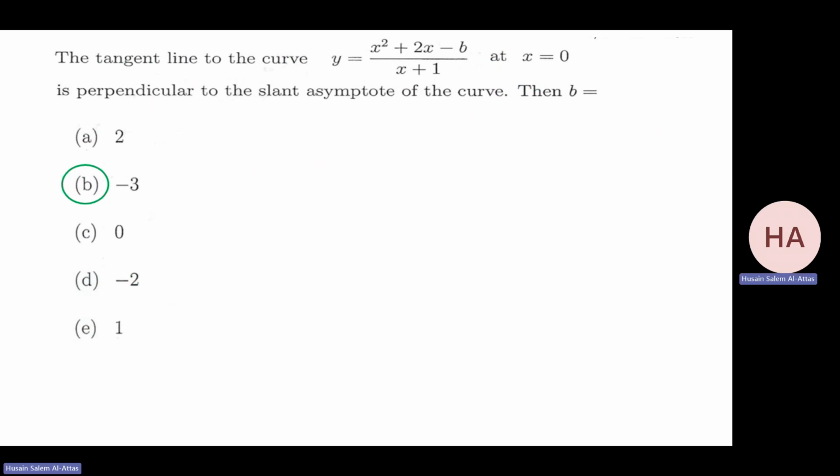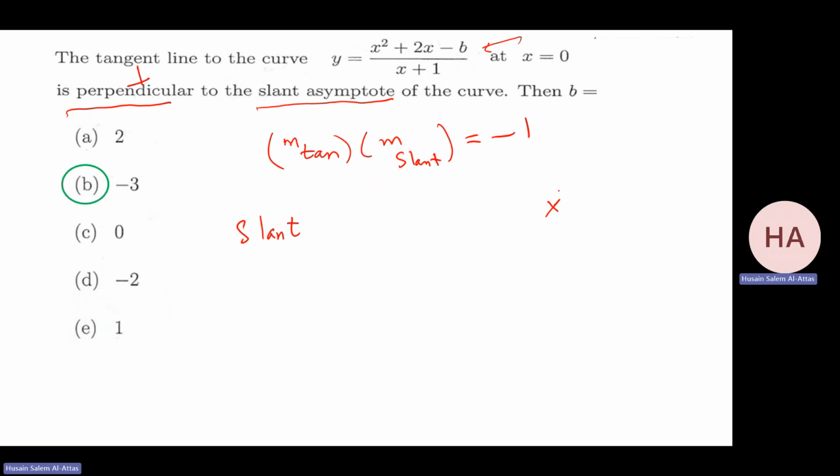The tangent line to the curve is perpendicular to the slant asymptote. That means the slope of the tangent times the slope of the slant is equal to minus 1, since they are perpendicular to each other. Now, can I find the slant? Yes. Since the degree of the numerator is 2 and the degree of the denominator is 1, the difference is 1. So I can find the slant through long division.